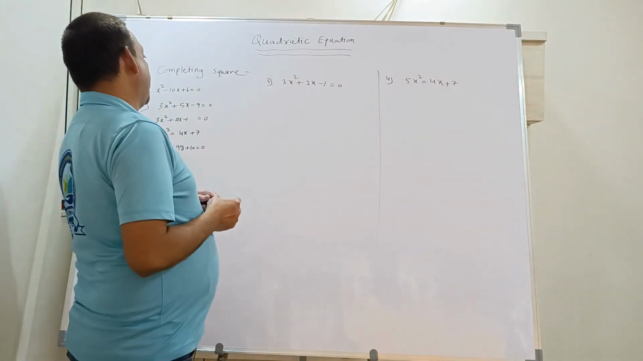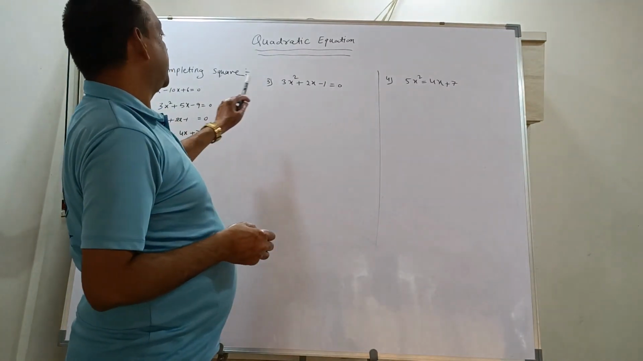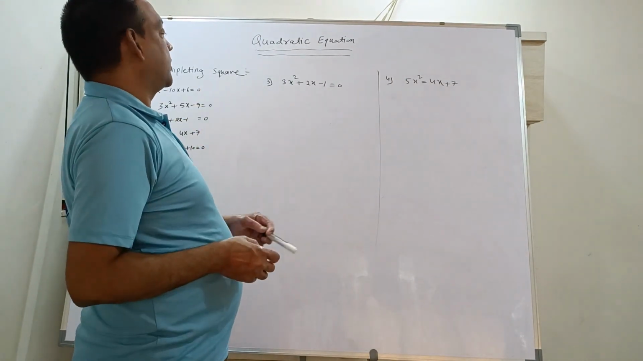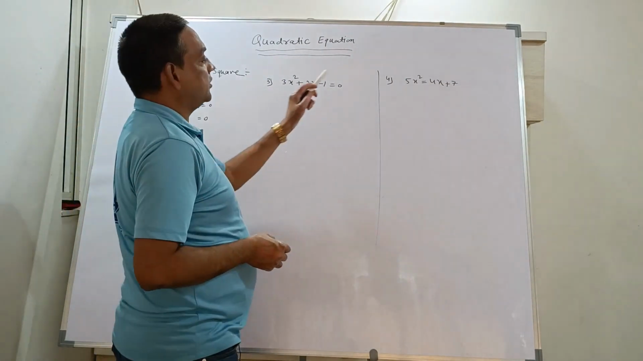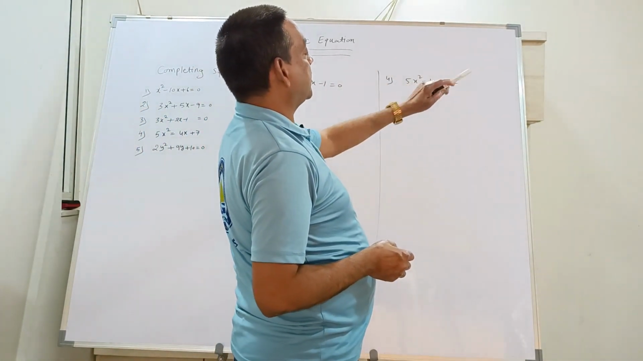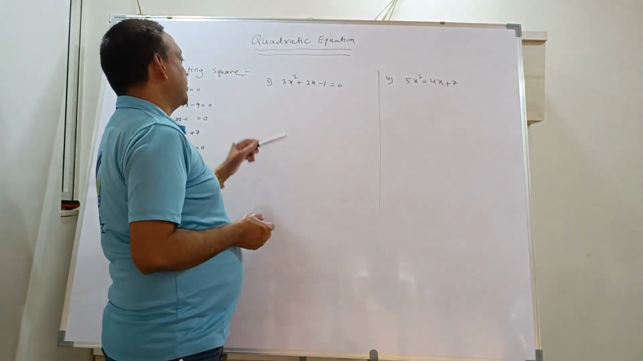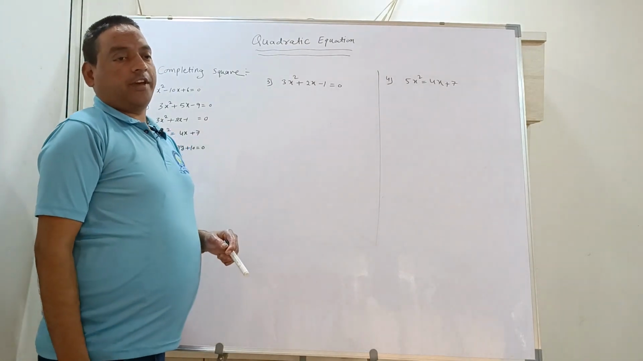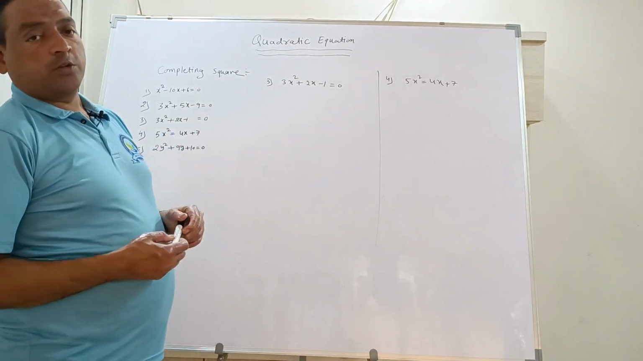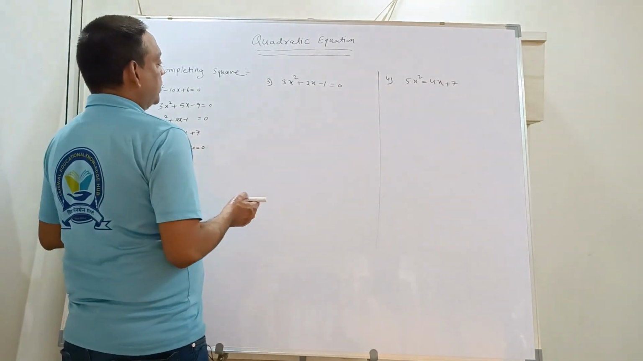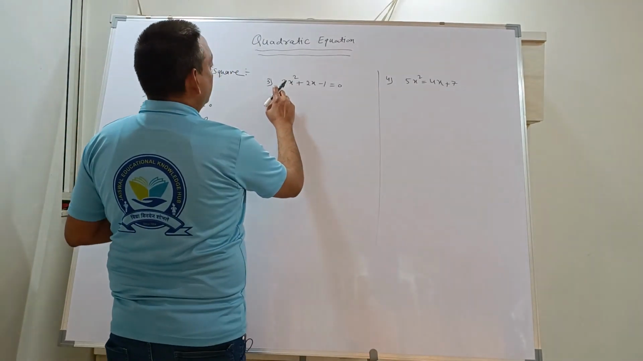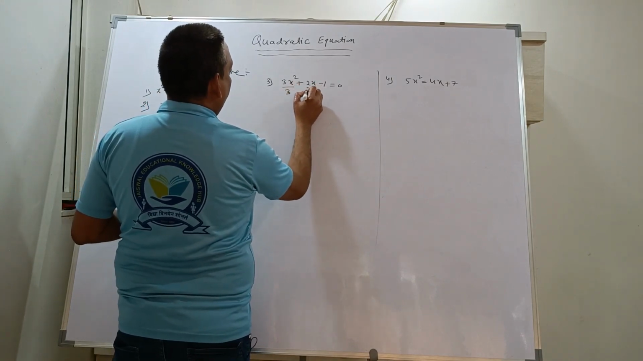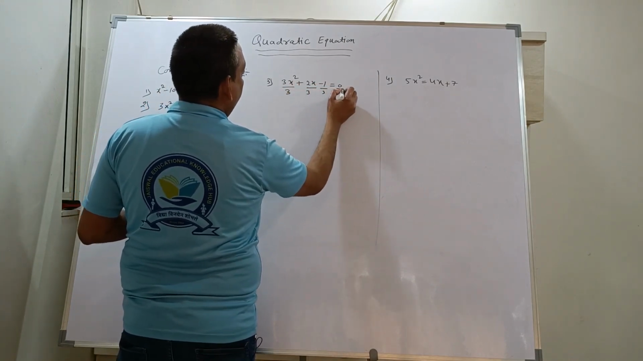Okay, the next one is sum number 3, which is 3x square plus 2x minus 1 equal to 0. Again we have to solve by using completing the square, and the fourth one is 5x square is equal to 4x plus 7. Okay, so first we'll do sum number 3. Again the same rule: whatever the coefficient of x square is, we divide throughout the equation. So here the coefficient of x square is 3, so we divide everything by 3.